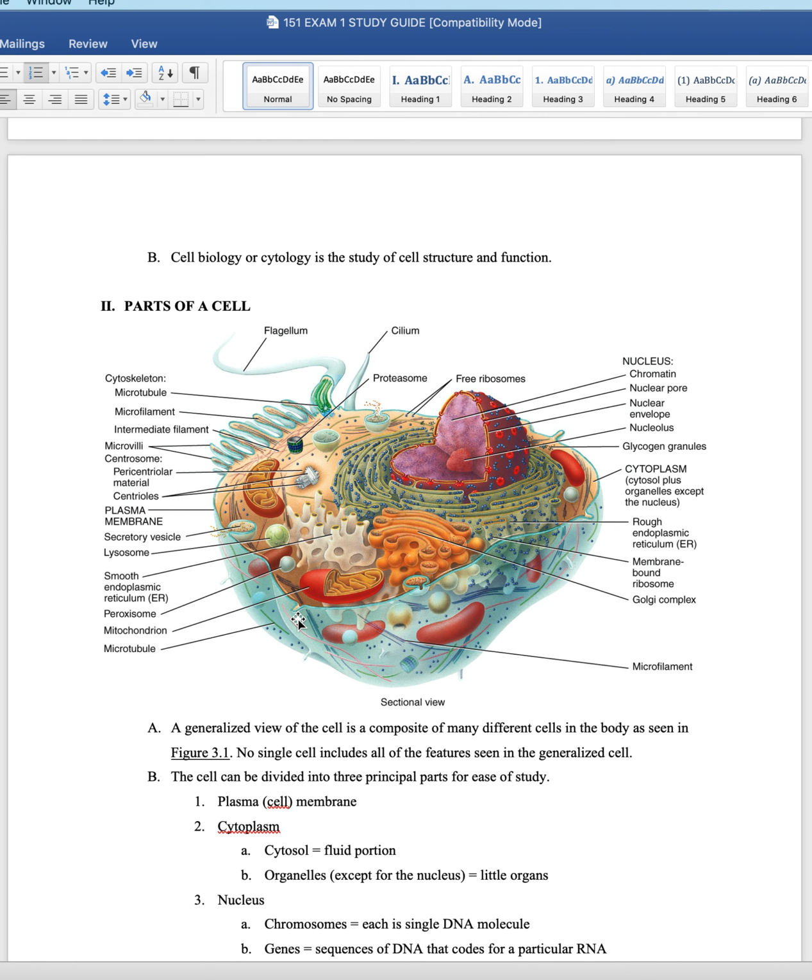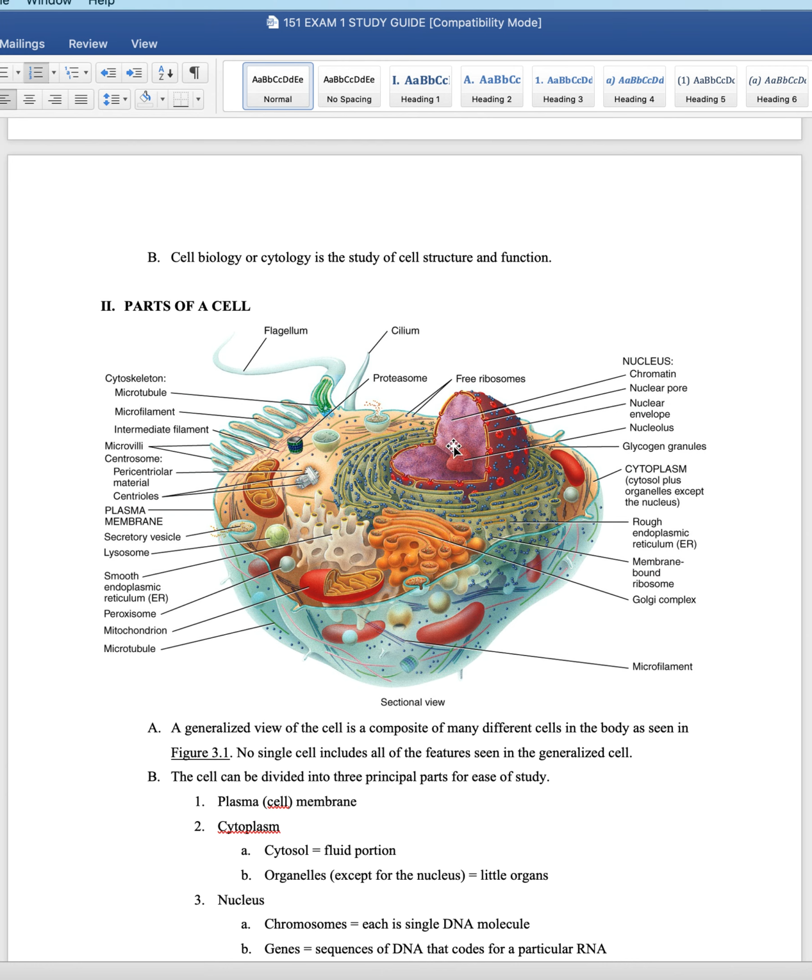Here, this is the plasma membrane. Plasma membrane is also going to have some things attached to it. So here we have secretory vesicles that are binding to it, that are secreting things outside, or some cytoskeletal things like microfilaments, etc., that are going to help with scaffolding and hold it all together. Inside the plasma membrane, we have the whole area that's called the cytoplasm. The cytoplasm is split up into the fluid portion, which is the cytosol, and the organelles, or the little organs.